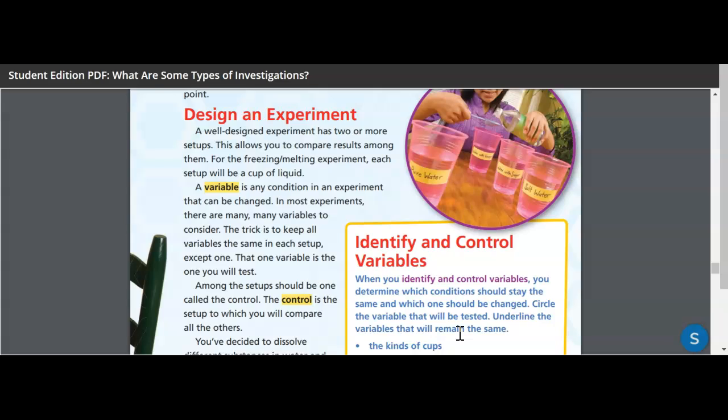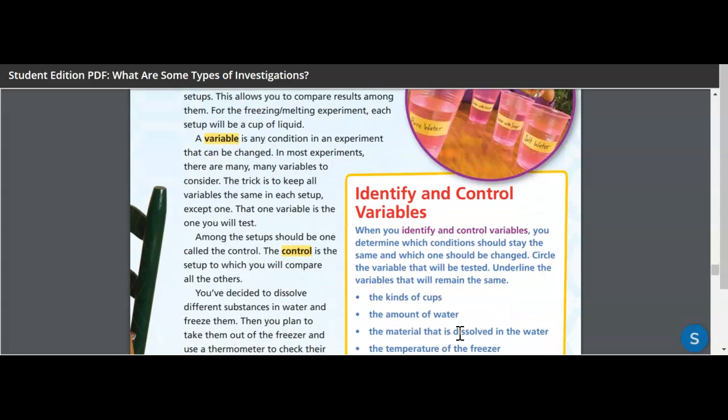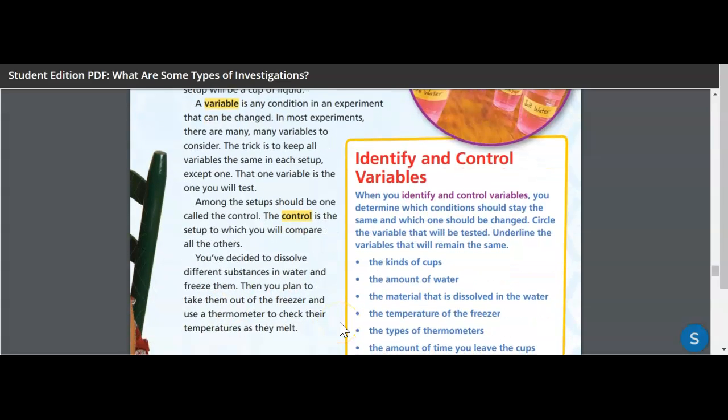That one variable is the one you will test. Okay, so among the setups should be one called the control. The control is the setup to which you will compare all the others. Okay? You've decided to dissolve different substances in water and freeze them. Then you plan to take them out of the freezer and use a thermometer to check the temperature as they melt.